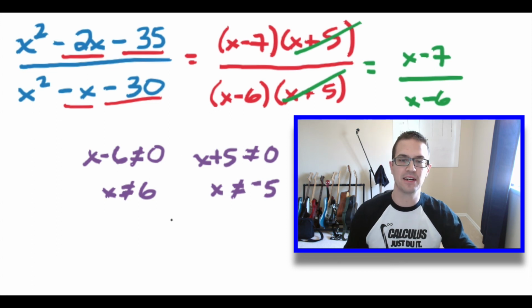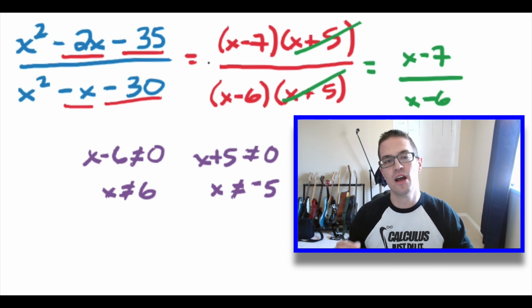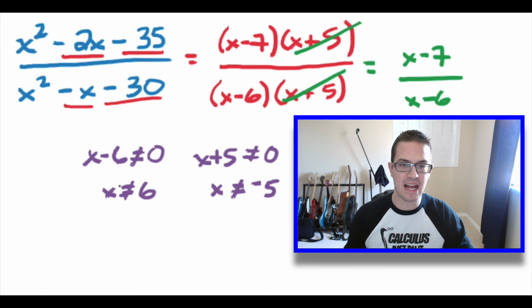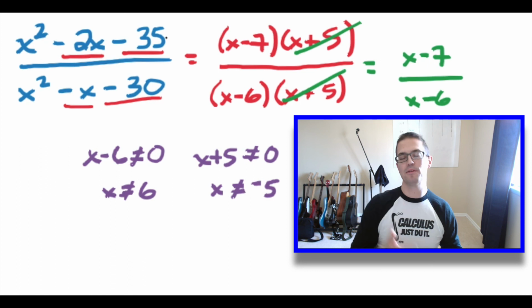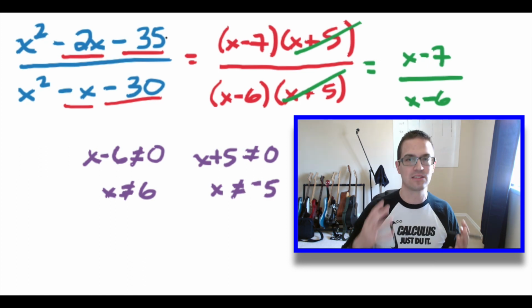The purple right here represents the excluded values for the rational expression. You cannot have x equal to 6, because if you did, you'd be dividing by 0. And then you cannot have x equal to negative 5, again, because if you put this in here, you would be dividing by 0. So that's basically simplifying a rational expression as well as finding its excluded values.